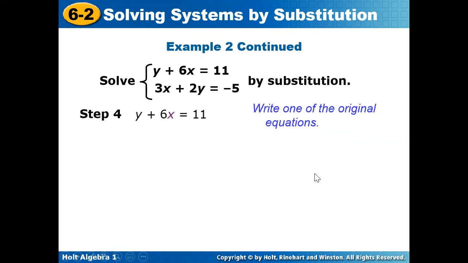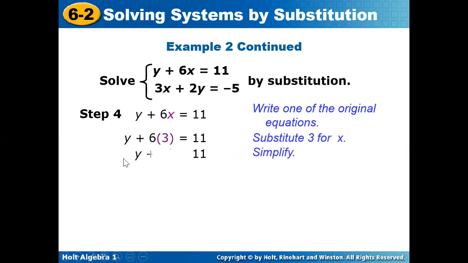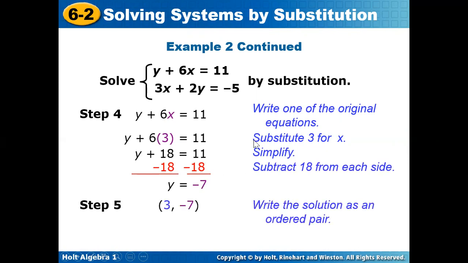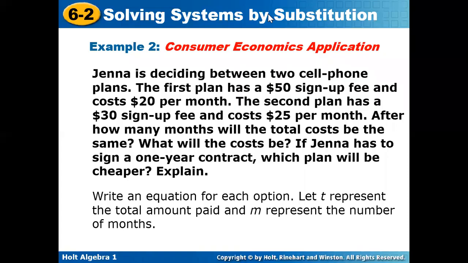Go back and substitute x into one of our equations, right? So we substitute our 3 in here. Simplify. y plus 18 equals 11. Subtract 18 from each side, and we get y is equal to -7. We now know our x and our y values. So that one is done.